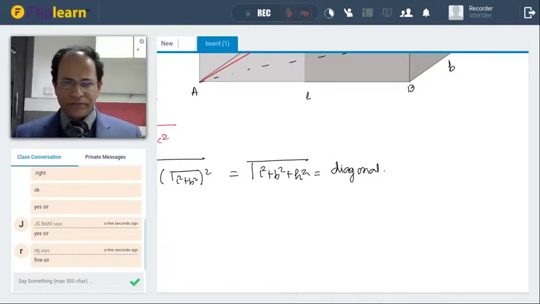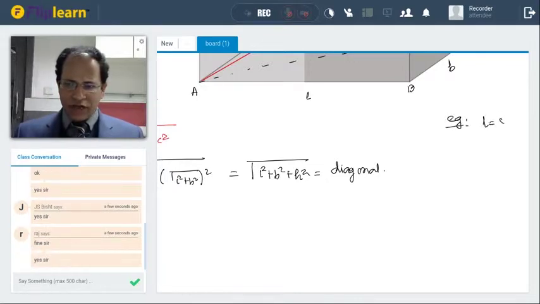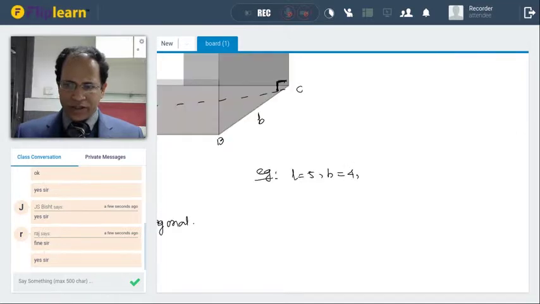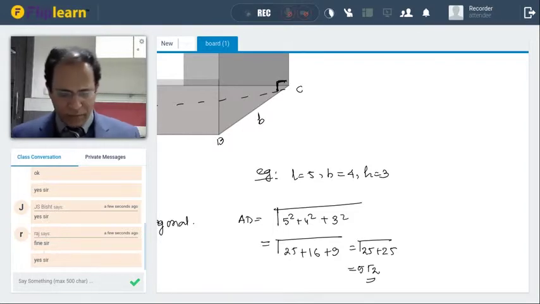Fine, students? Okay. So if I take an example, say you have been given length as 5, breadth as 4, height as 3, right? So diagonal is what? We are talking about the diagonal as AD, right? AD is what? We have 5 square, we have 4 square, we have 3 square, right? So this is coming out to be how much? This is 25 plus 16 plus 9, which is 50. That is coming out to be 5 root 2. Okay, this is what we have. So this is the diagonal, if I take an example.